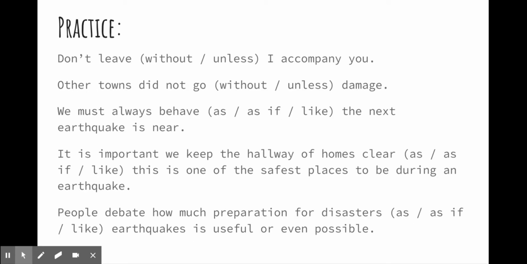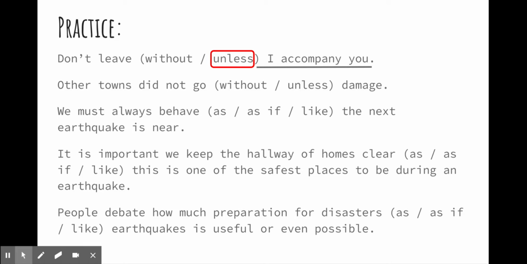Now, for your practice today, what we're doing here is exactly what you're going to be doing in your independent practice. They're going to give you a choice of words and you have to decide which one is correct. So let's do that together. The first sentence, don't leave without or unless I accompany you. Which one is correct here? Hopefully you picked unless. Now, how do I know for sure that it's unless? Well, first of all, it sounds correct. But how I really know is I accompany you is a clause. So because unless is a subordinate conjunction, you have to use that one because you're introducing a clause.